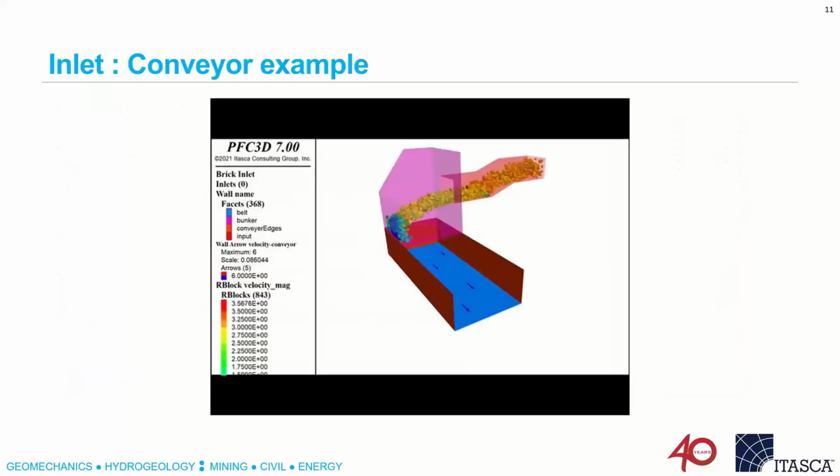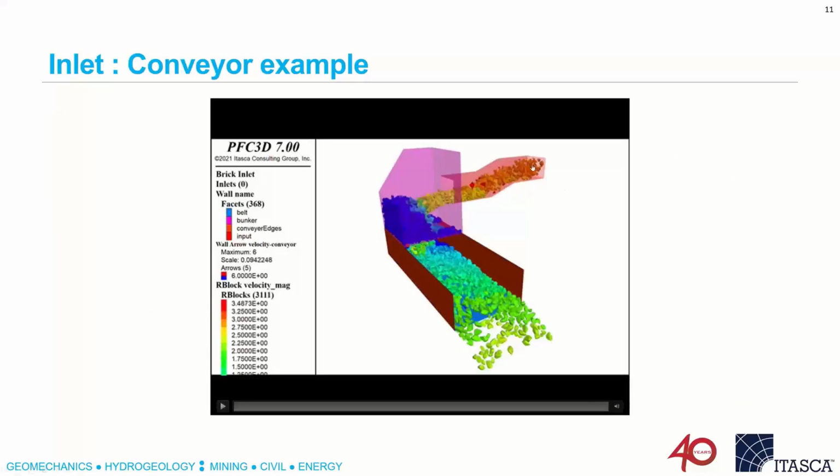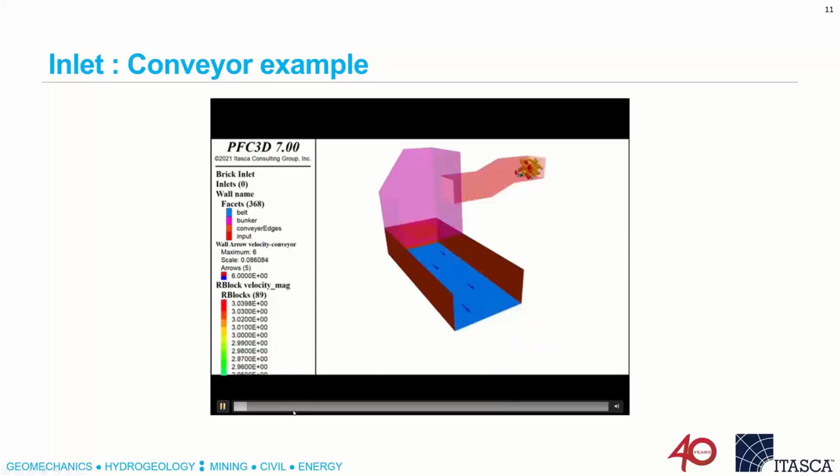This is a simple example of a conveyor. This is using rigid blocks that are fed using this logic here in the entrance here, and then are moving into this system. Maybe I can show it once more.